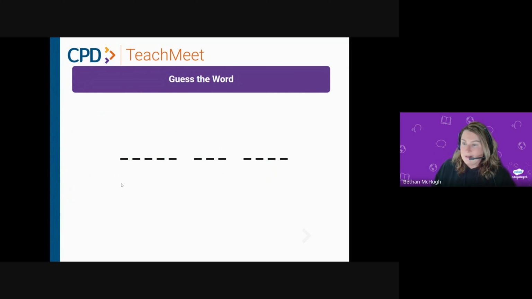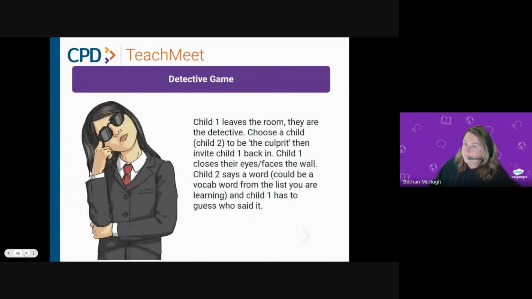Guess the word, because we're not allowed to call it hangman. But you know what I mean. It's a game of hangman. It was mentioned earlier. Really, really popular, super easy, requires no planning at all, and can be at sentence level, chunked into sentences.